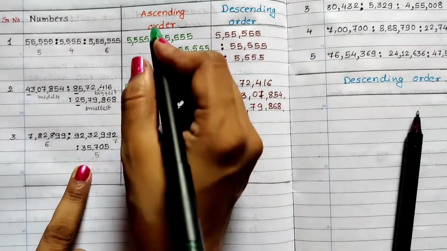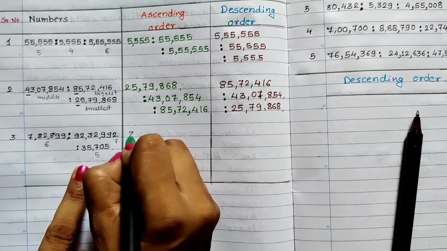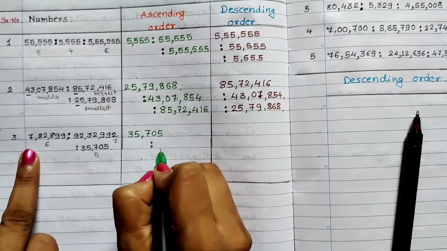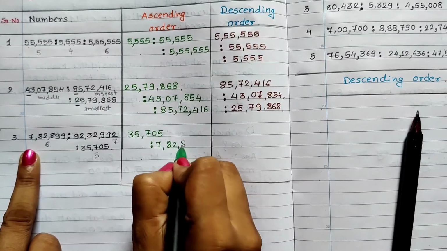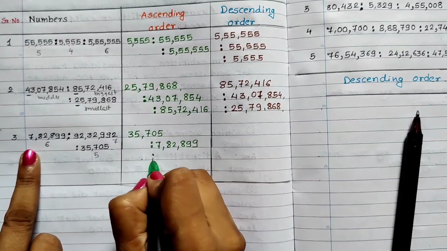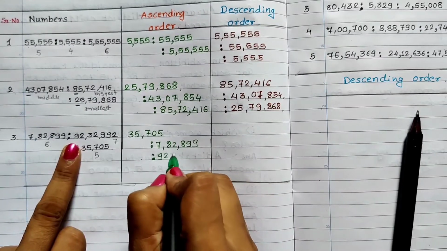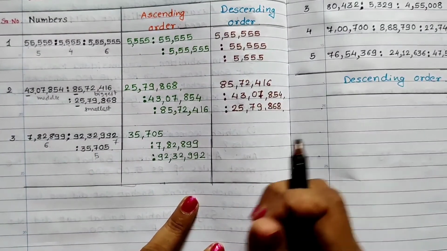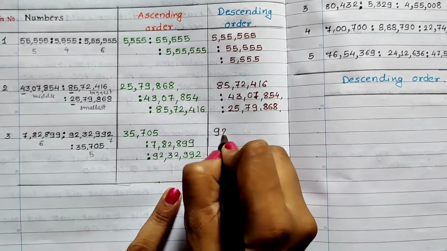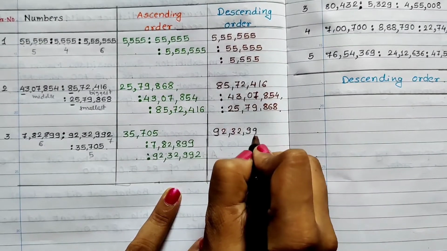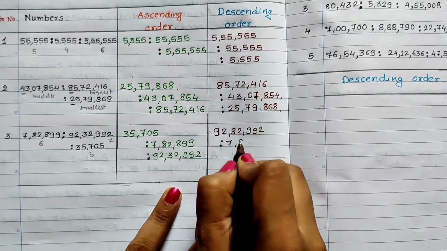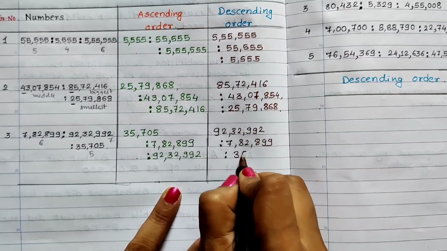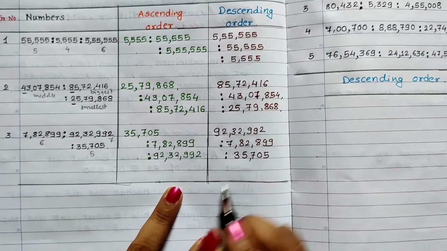So we start from the smallest in ascending order. The smallest number is 35,705. Then we write the middle number, 7,82,899. Then we write the biggest number, 92,32,992. Now write in the descending order. First write the biggest number. Then write the middle number. Middle number will be the same. Then write the smallest number. In this way you can complete this chart.